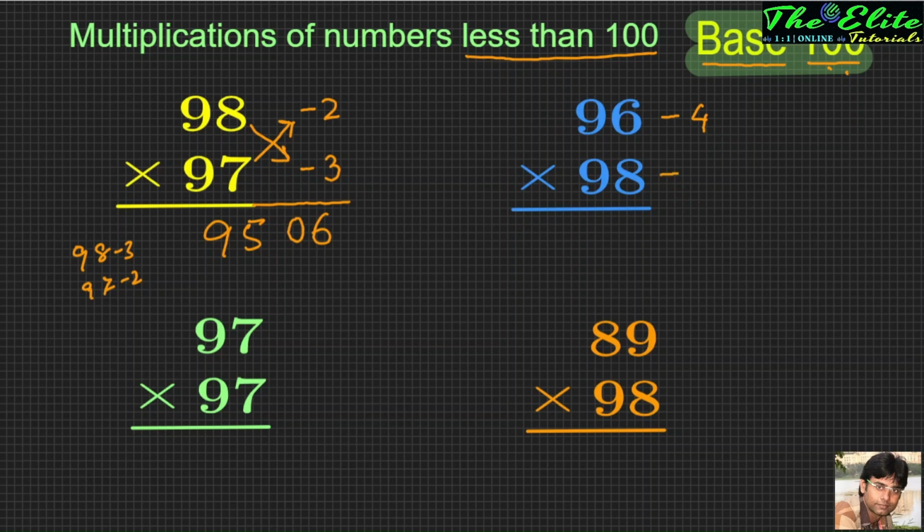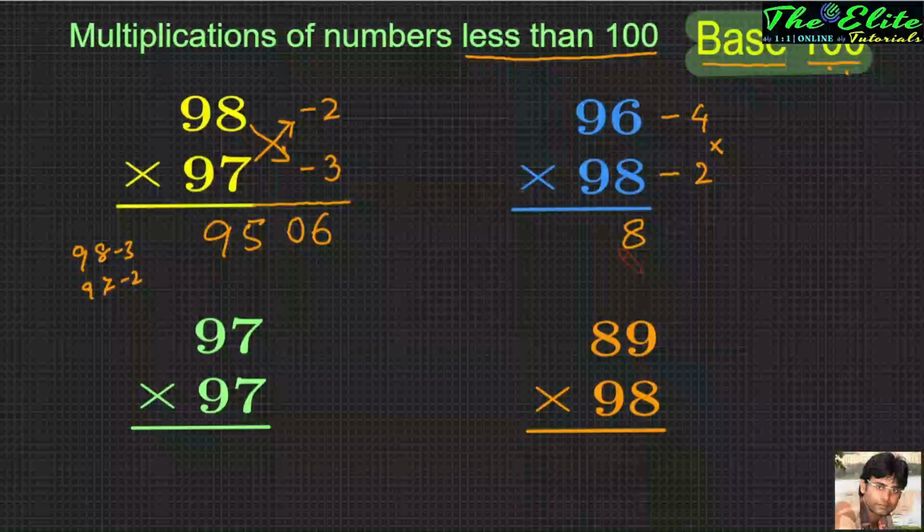How much less this 98 is from 100, that you will write: 2. You will multiply these two numbers. First of all, you will multiply these two numbers, okay? And write down over here. 4 times 2 is what? 8. Do we write 8 as 8 only, or do we have to write it in 2 digits? No, we have to write in 2 digits.